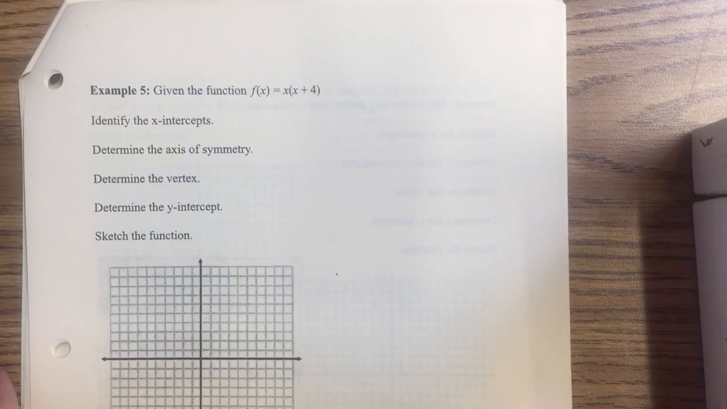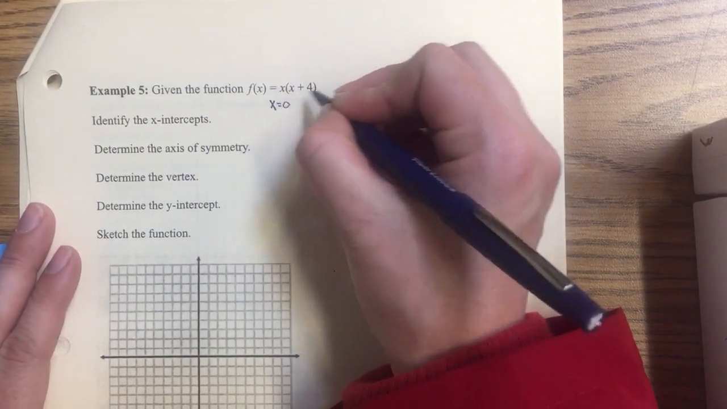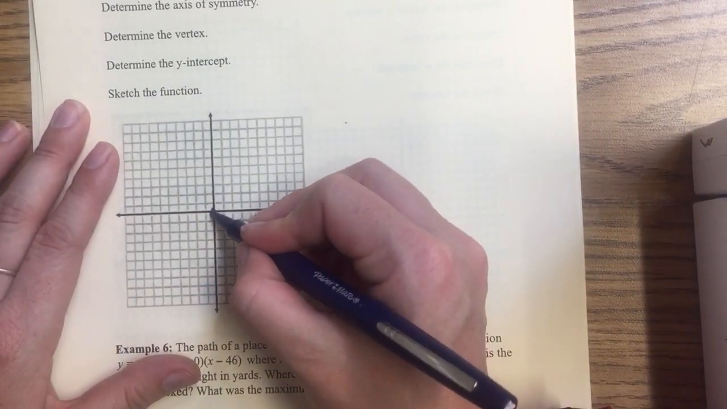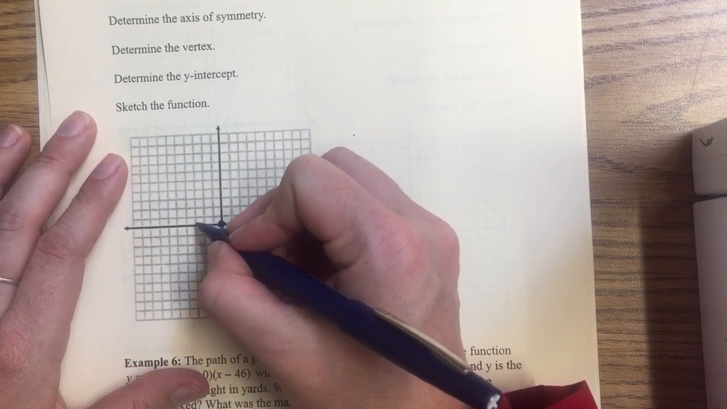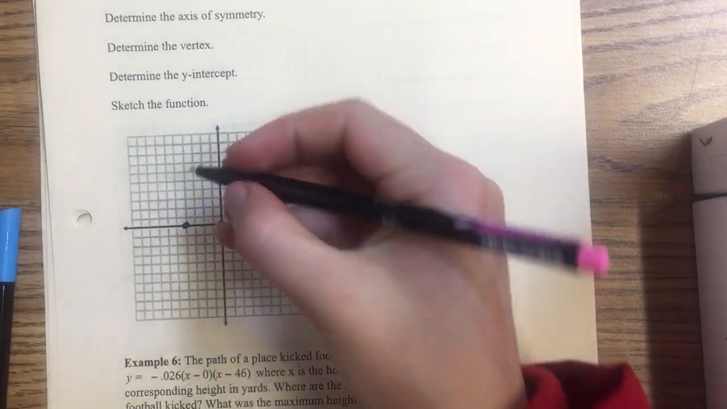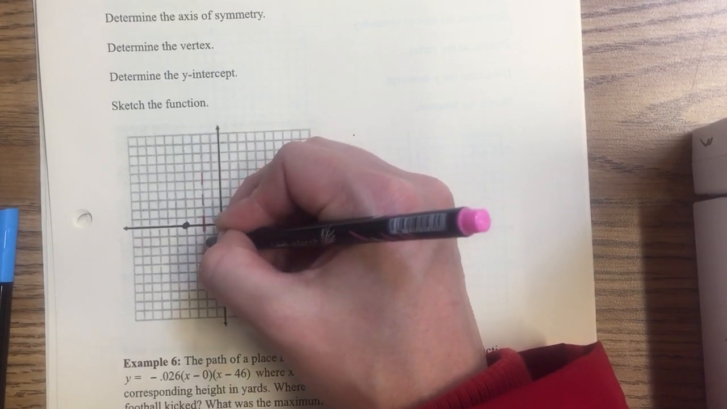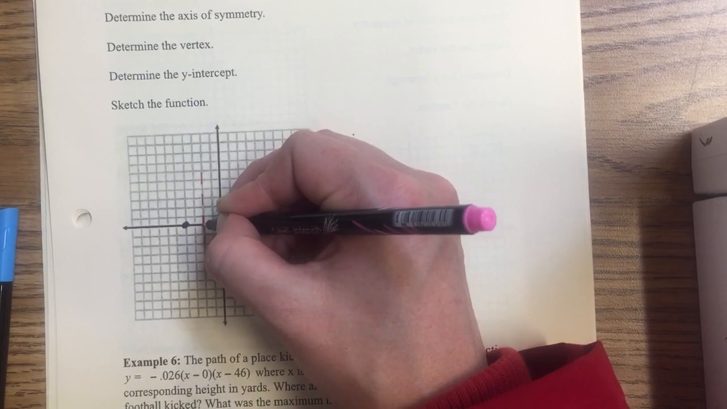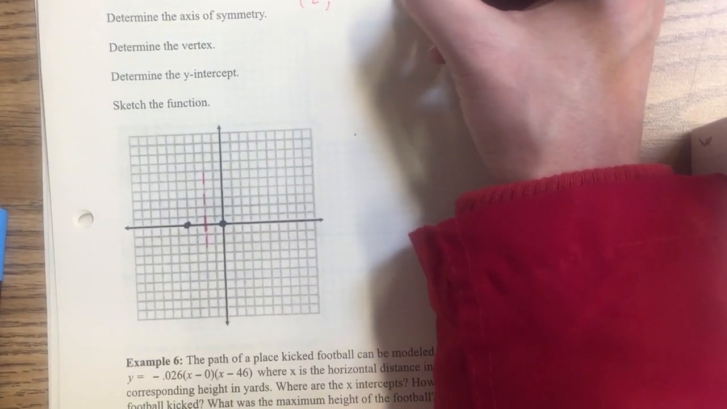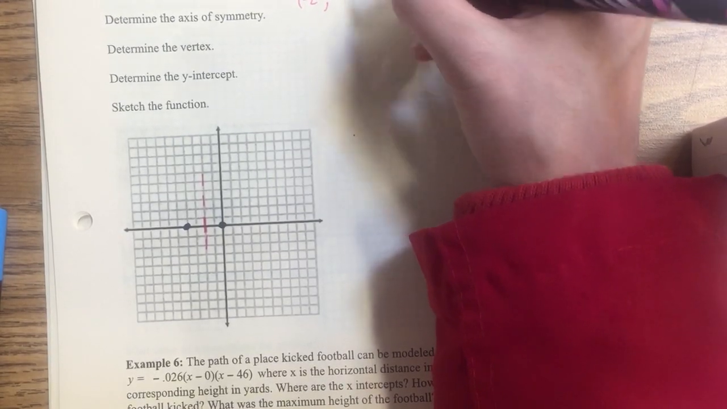Example 5. I have my x-intercepts. This x would be 0. This x equals negative 4. 0, 1, 2, 3, 4. The middle of those two would be right here. That number in the middle is negative 2, which means I'm going to plug in negative 2 plus 4 to find out what the y is.